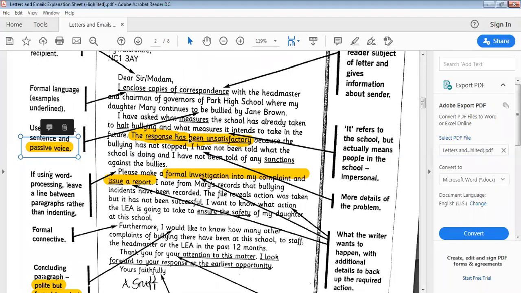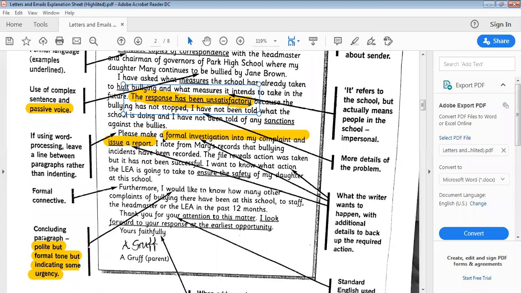Okay? When I say the response has been unsatisfactory, it means that the action the school has taken is not good according to his point of view. Okay? Here it refers to the school. Here, please make a formal investigation into my complaint and issue a report. This is also another example of formal language.